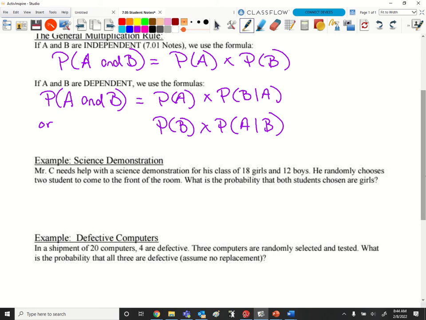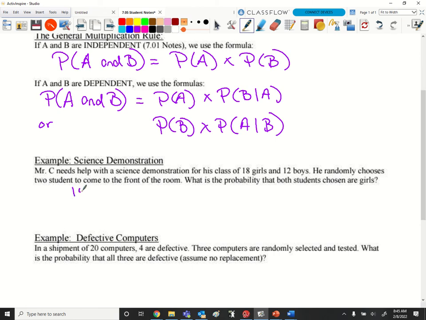So is this going to be dependent or independent? Dependent. It's going to be dependent, right? So he's not going to put the one girl back, right? Just like when I was picking 2 students, I got 2 and that lowered my pool, right? So the first one would be what? Out of how much? How many girls are there? 18. There's 18 girls, right? 18 out of how many? 30. There we go.